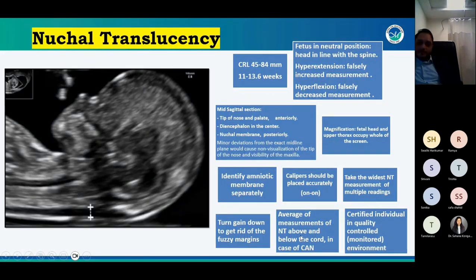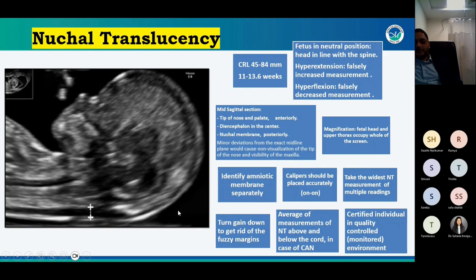The average of measurements of NT above and below the cord should be taken in case of cord around the neck. This is a common thing, there will be a cord around the neck. So in such situations, take the measurement above the cord and below the cord, and take the average of those measurements as the nuchal translucency measurement.